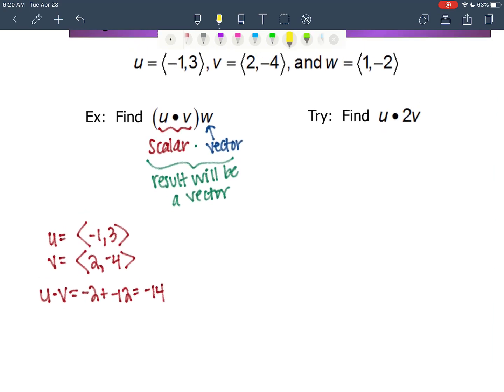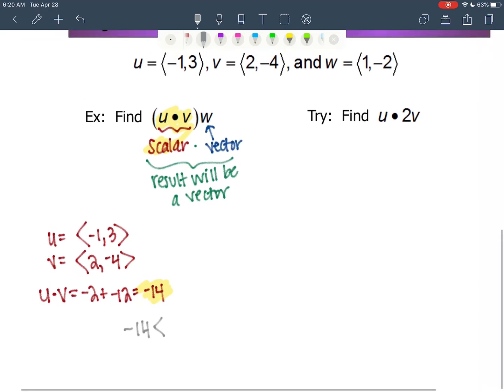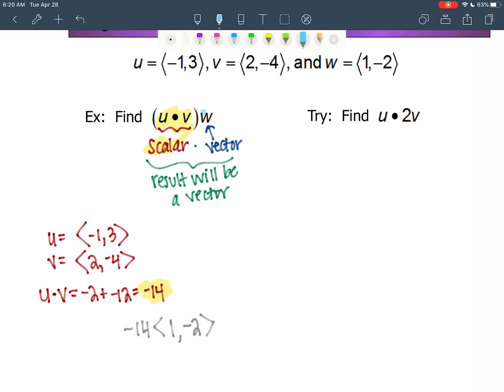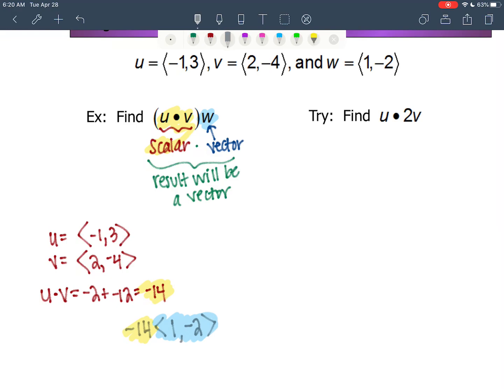So this scalar right here is negative 14. I'm going to take that negative 14 and multiply it through to the vector w, which is 1, negative 2. So here's w right here. There's the vector w. And here's the negative 14. And when I multiply that through, I get negative 14, comma, 28 in component form with pointed parentheses.